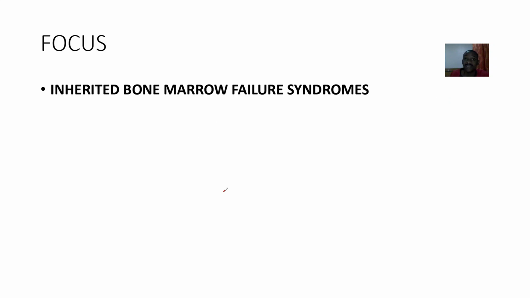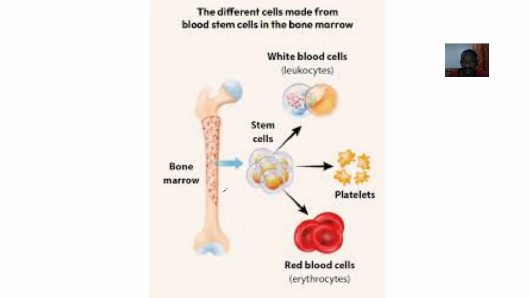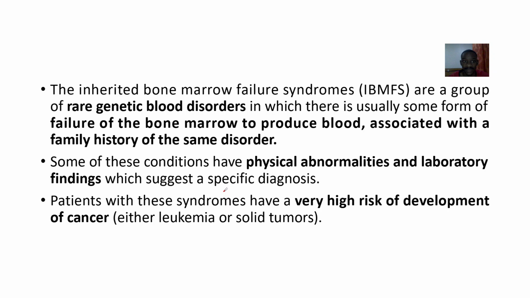So for these inherited bone marrow failure syndromes, they are disease conditions that lead to your bone marrow not functioning or producing all those blood cells properly like you used to produce, right? So inherited bone marrow failure syndromes are a group, and there are different types of disease conditions under them.